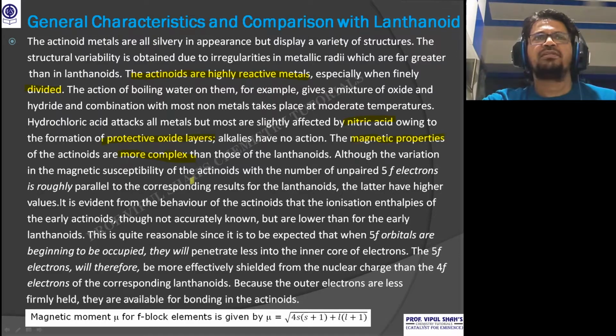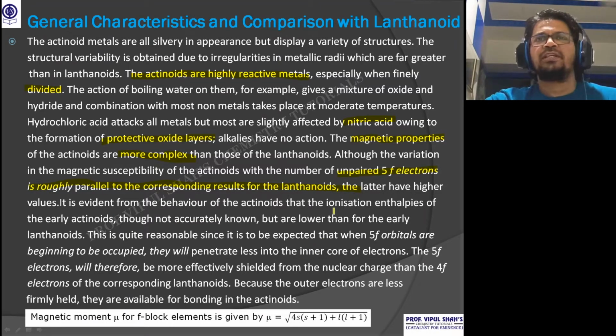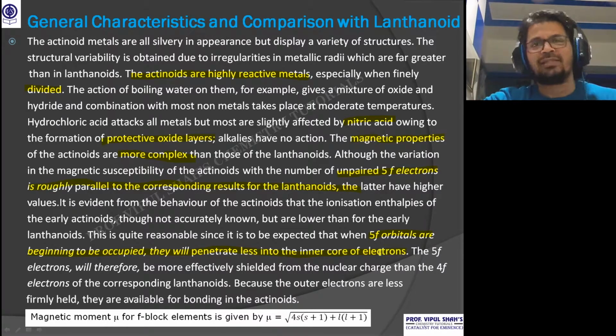Then it says the magnetic susceptibility with the number of unpaired 5f electrons is roughly parallel to that in the case of lanthanoids. Now in this case, the latter have higher values. It is evident from the behavior of the actinoids that the ionization energy of early actinoids, although not accurately known, is lower than that of the lanthanoids. This is reasonable since it is to be expected that the 5f orbitals are beginning to be occupied. They will penetrate less into the inner core. Why will they penetrate less? Because the shielding is poorer as compared to 4f.